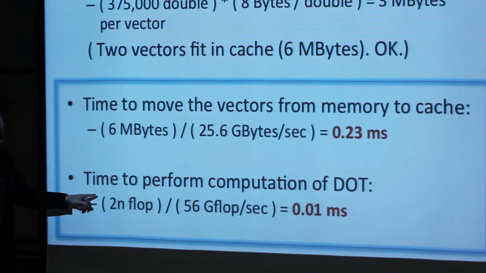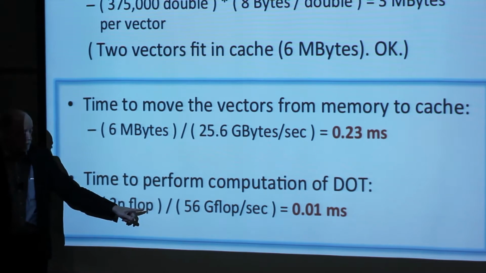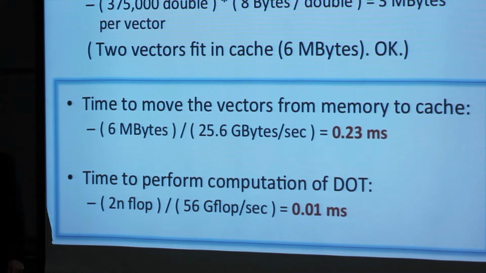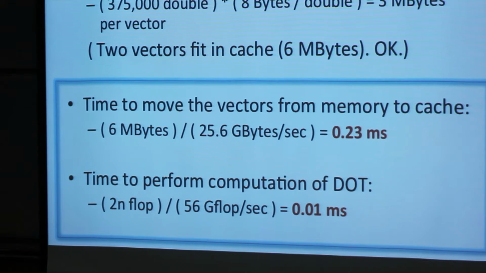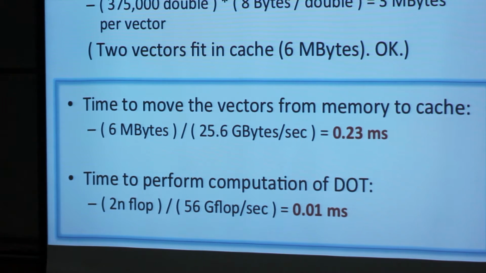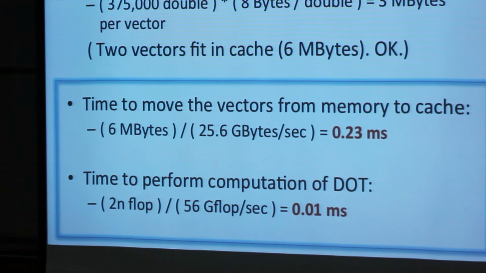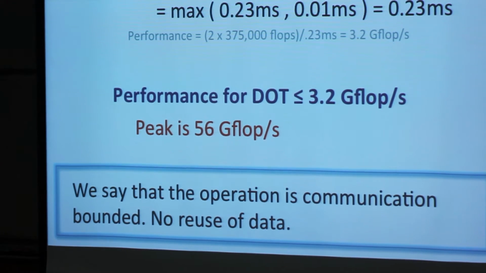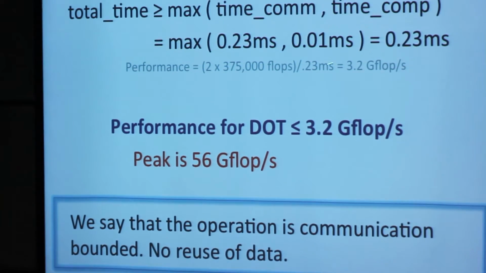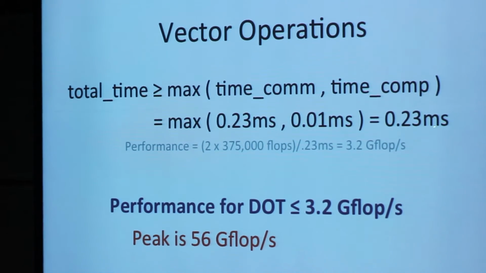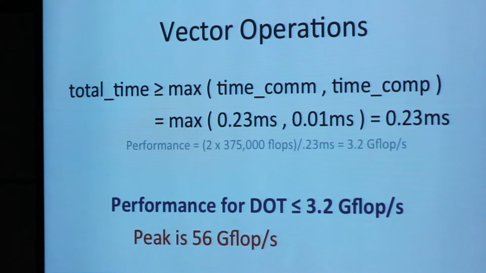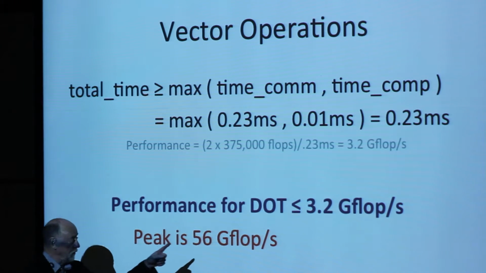The time to do the floating point operations at 56 gigaflops says it takes 0.01 milliseconds. So floating point operations are going to be free. You can overlap that with the data movement. So we're going to assume that we can do overlap, overlap communication and computation, and that says that the total time is going to be 0.23 milliseconds. 0.23 milliseconds gives us a rate of execution of 3.2 gigaflops. So that vector operation is running at 3.2 gigaflops.